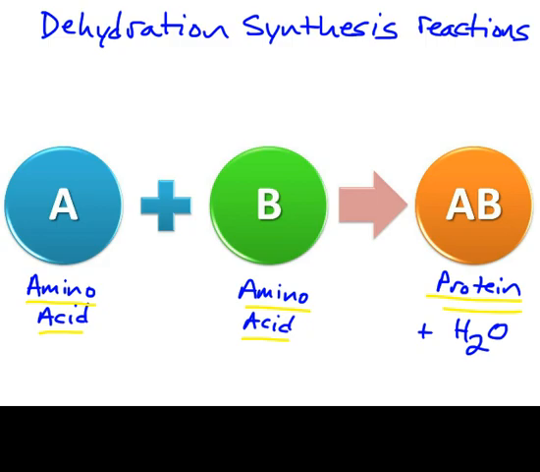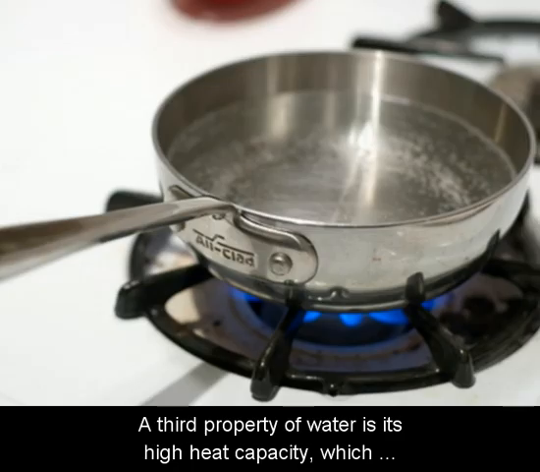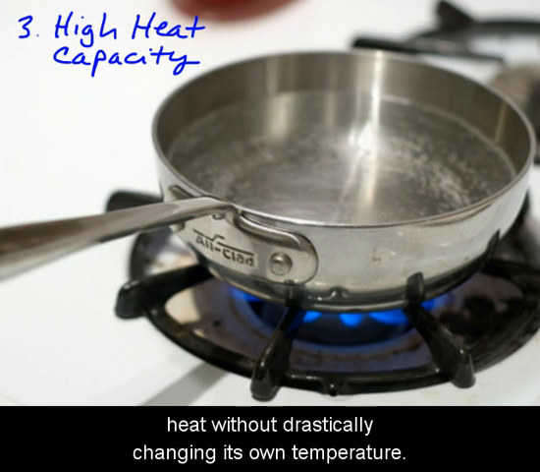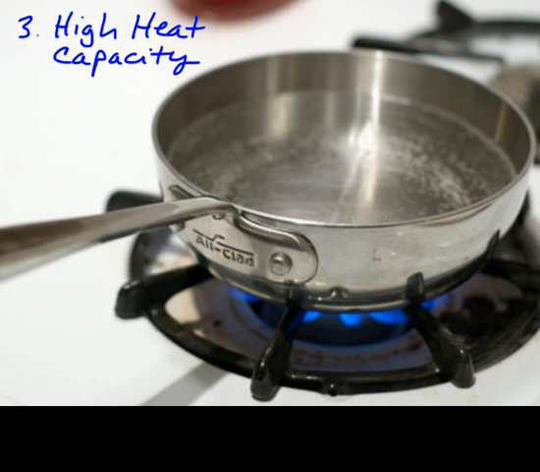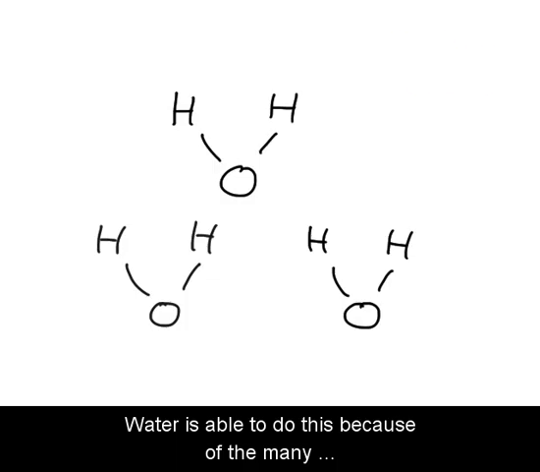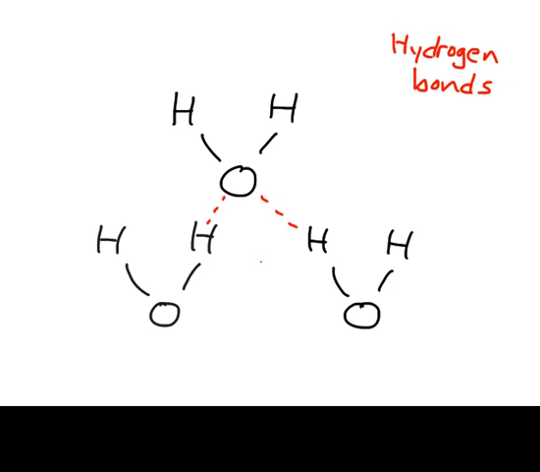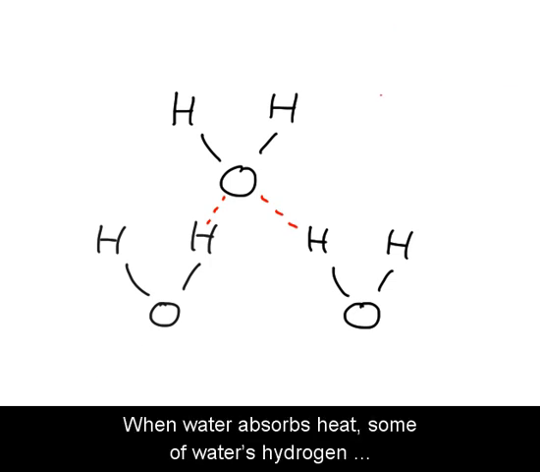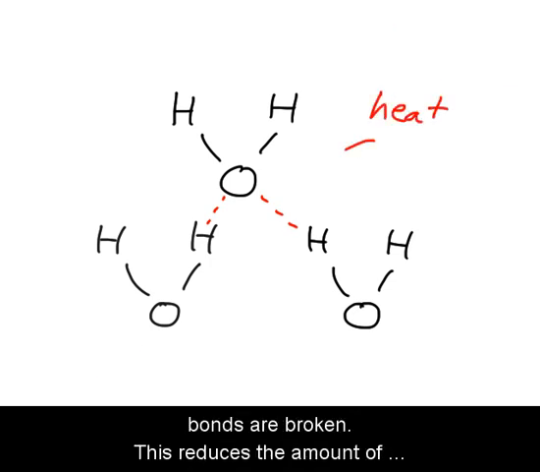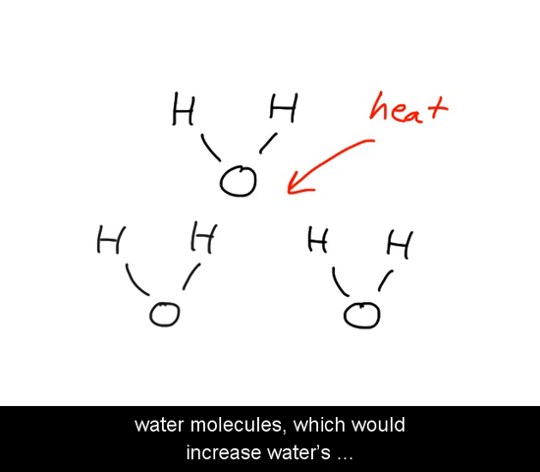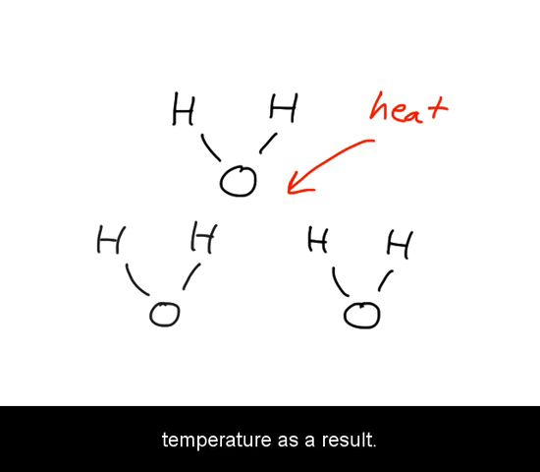A third property of water is its high heat capacity, which means water can absorb and release a large quantity of heat without drastically changing its own temperature. Water is able to do this because of the many hydrogen bonds holding water molecules together. When water absorbs heat, some of the water's hydrogen bonds are broken. This reduces the amount of heat energy available to speed up the movement of water molecules, which would increase water's temperature as a result.